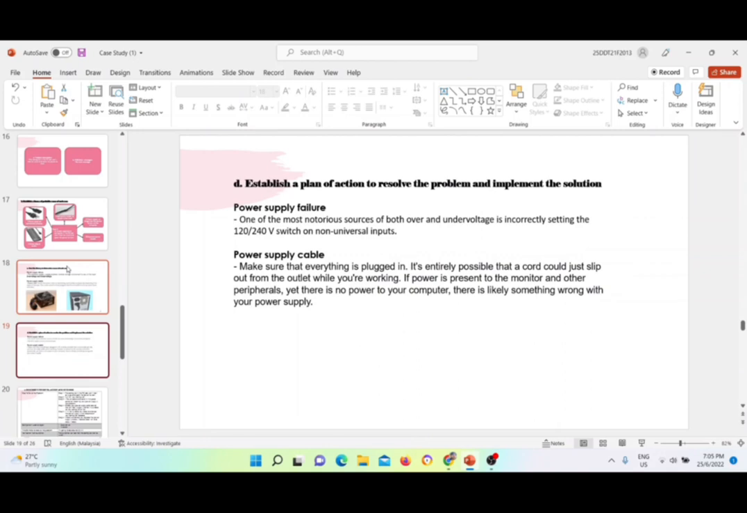So establish a plan of action to resolve the problem and implement the solution. Power supply failure: one of the most common sources of both over and under voltage is incorrectly setting the 120 and 240 volt switch on non-universal input. Power supply cable: make sure that everything is plugged in. It is entirely possible that a cord could just slip out of the outlet, as I said before. While you are working, if power is present to the monitor and other peripherals, yet there is no power to the computer, there is likely something wrong with your power supply.